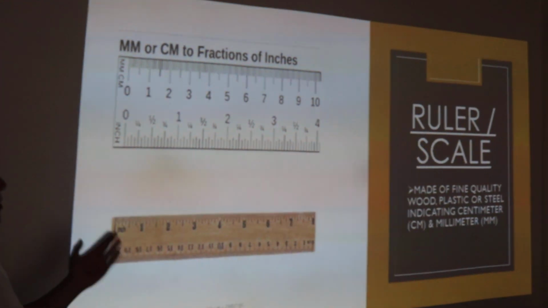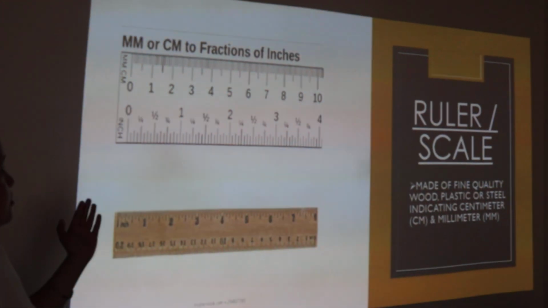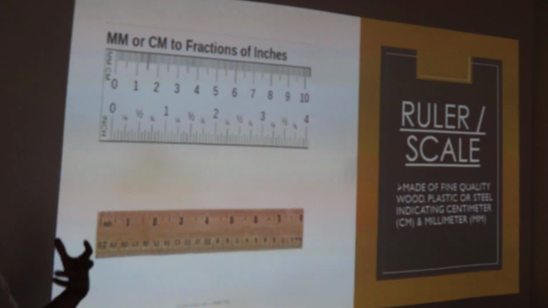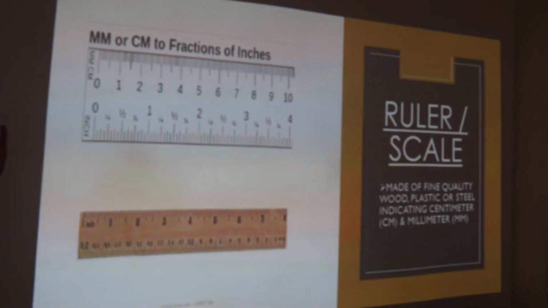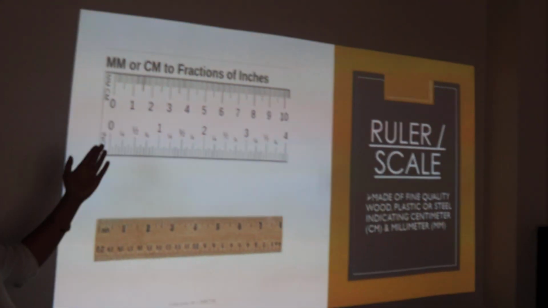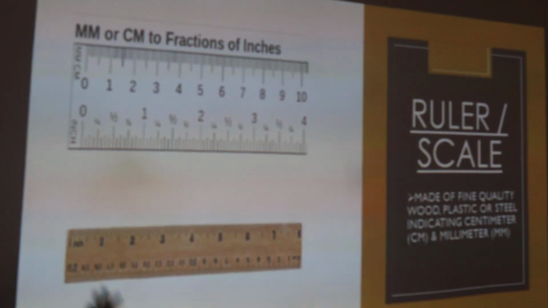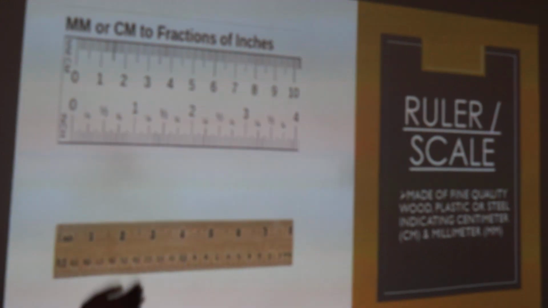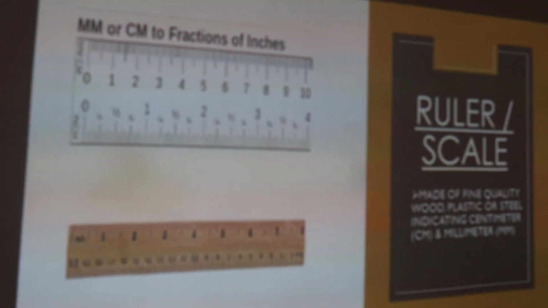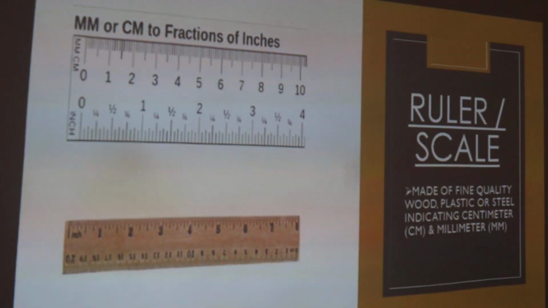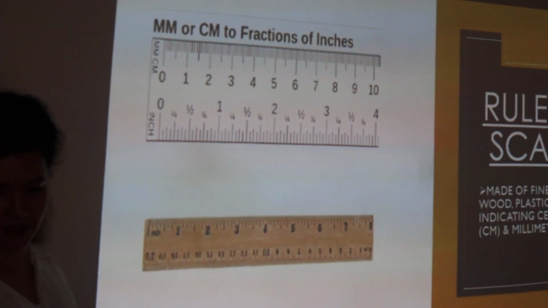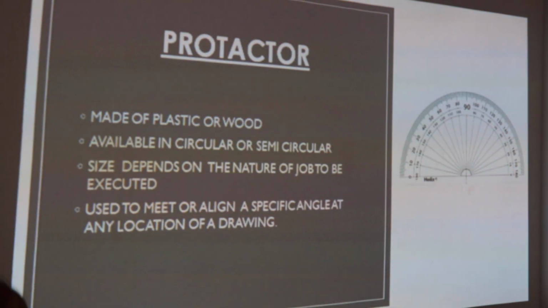Why are scales used? Scales are used to see whether the accuracy of your drawing is right or not, isn't it? You can see whether it is correct in mm or cm. What do you mean by mm? That is millimeter, and cm means centimeter. There are various kinds of rulers in the market: wooden, plastic and steel rulers. Now we'll be going to protector.